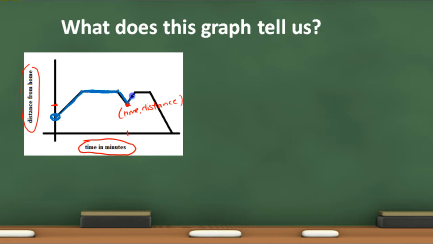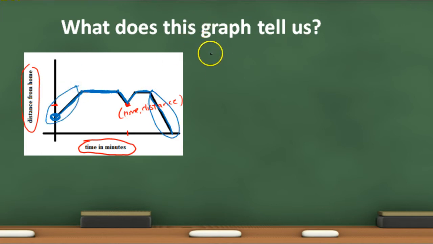And then for some reason, they turned around. So maybe they forgot something. They needed to go back to their previous location. And then they stayed there again for a little bit. And then they quickly, this is pretty fast, traveled home. So they moved faster here because it's got a steeper slope than over here. So all those things can be gained from the graph.